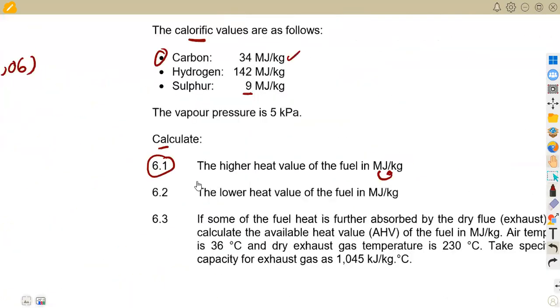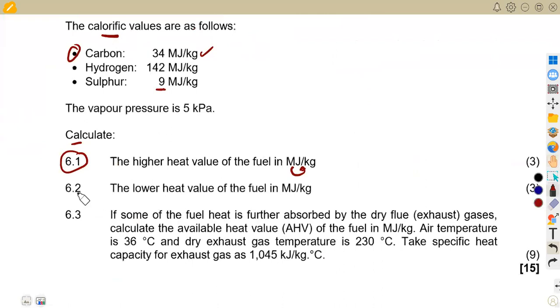Then the second part was to calculate or to determine the lower heat value of the fuel in megajoule per kg again.